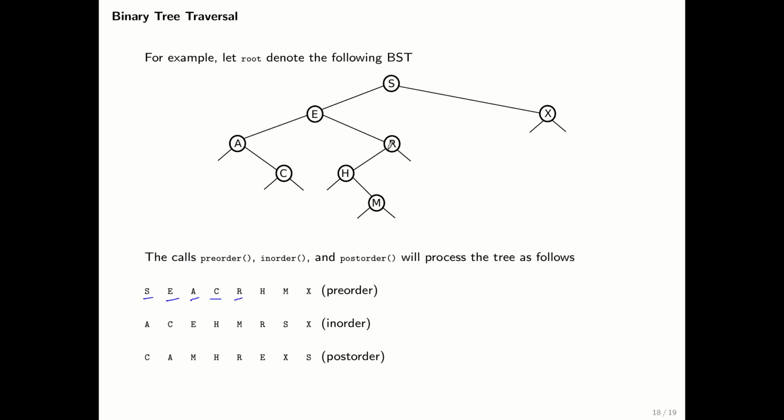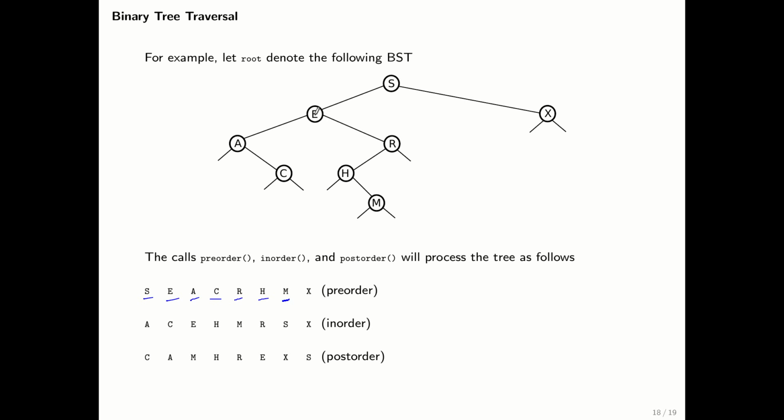And then we make a call to pre-order on the left subtree, which is H, which is how we get that. There is nothing to the left of that, but now we make a call to pre-order on the right, so we end up getting that. There is nothing to the left or right of M, so we are back up here, and then we are back up here. There is nothing to the right of that, so we are done with this node as well.